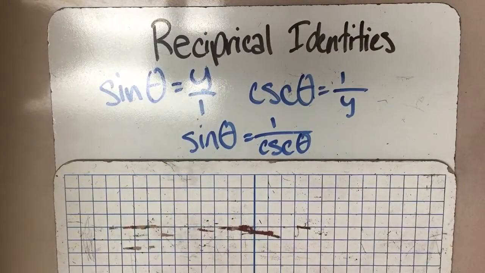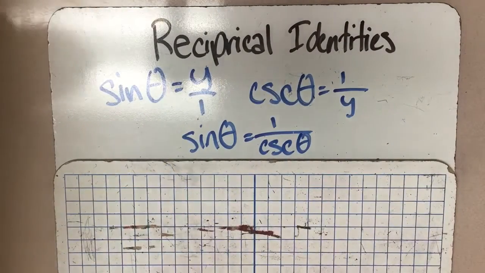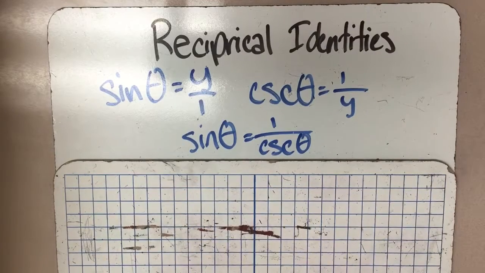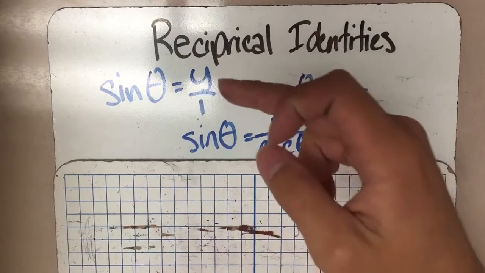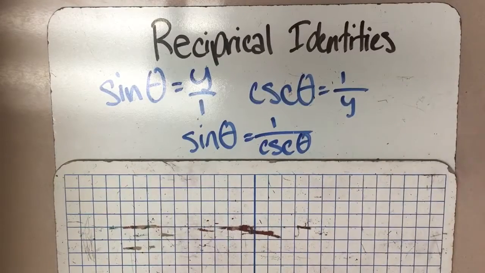Chapter 7.1, Reciprocal Identities. Okay, to find the reciprocal identities, we can first try to find the reciprocal of sine. Sine theta is defined as y over 1 or just y. The reciprocal of sine is cosecant theta, which equals 1 over y. Pretty simple. You just switch from y over 1 to 1 over y. The reciprocal identities are defined as such.